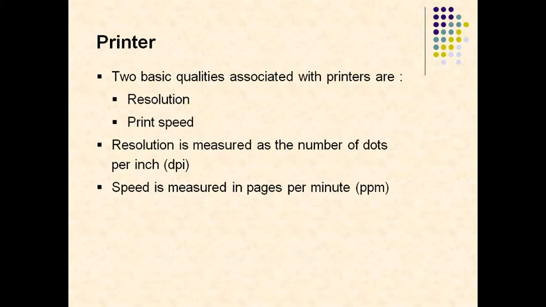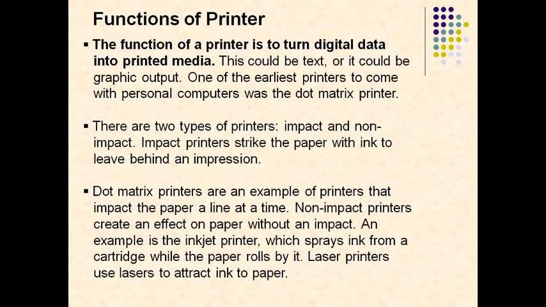Two basic qualities associated with printers are resolution and print speed. Mainly, suppose you want to buy a printer, while buying a printer we should look into two important basic qualities, that is resolution and print speed. Resolution is measured as number of dots per inch, dpi. Speed is measured in pages per minute, ppm. So these are the two basic qualities associated with the printer. Next we'll be discussing the functions of printer.